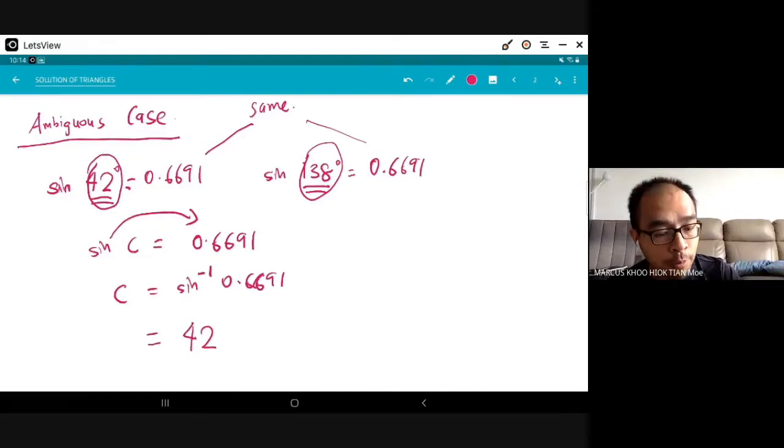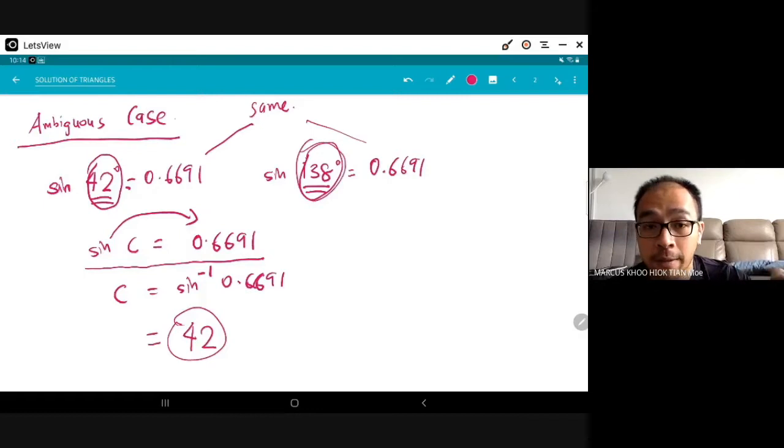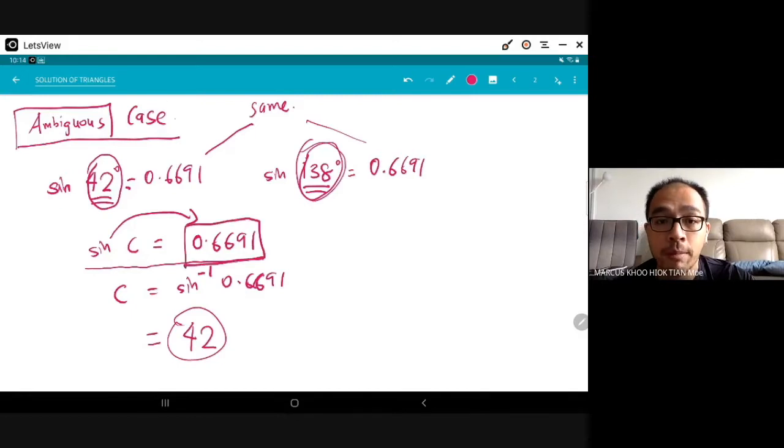And so the problem is this: when I have sine of an angle equals 0.6691, how do I know whether my angle is 42 or my angle is 138? So this is what we call an ambiguous case. You have one answer, 0.6691, but you may have two different angles, one is 42 and one is 138. So how to know whether it is 42 degrees or 138 degrees? That is our big problem today.